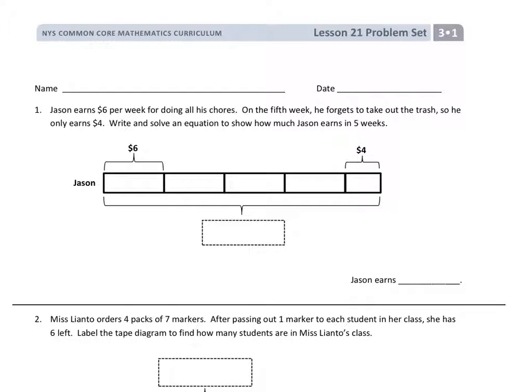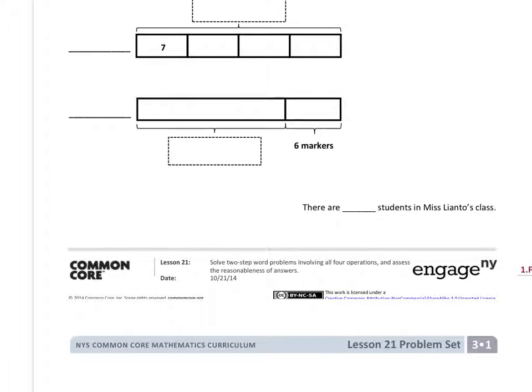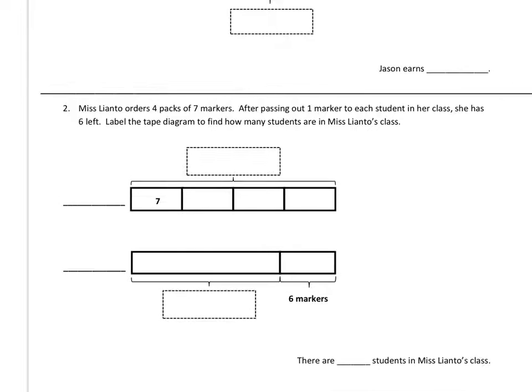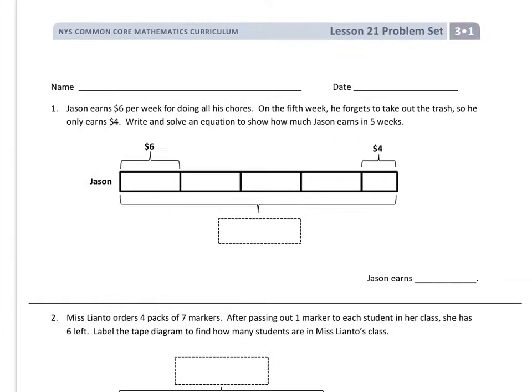Let's get started on Lesson 21 problem set that covers solving two-step problems involving all four operations and assessing the reasonableness of answers. So you'll notice that this is the same as the last lesson that we did, except the last lesson just covered multiplication and division problems. This lesson has addition, subtraction, multiplication, and division.